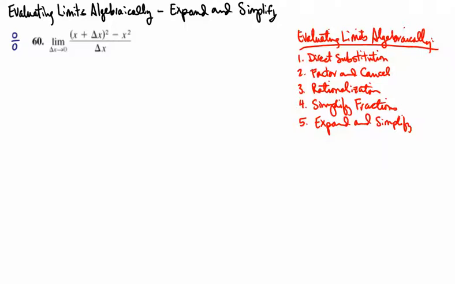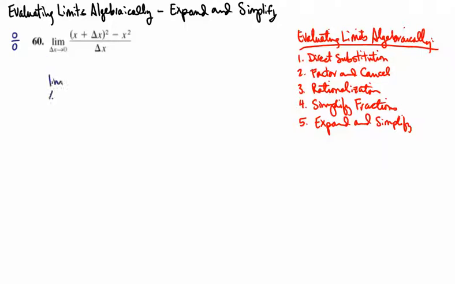Factor and cancel. Well, there's nothing really to factor. The numerator is already factored. We have that squared binomial there, so we can't really factor anything more from that. There's no radicals to rationalize. There are no complex fractions to simplify. But we can expand out the expression x plus delta x squared. And so that's where we'll go with this now.